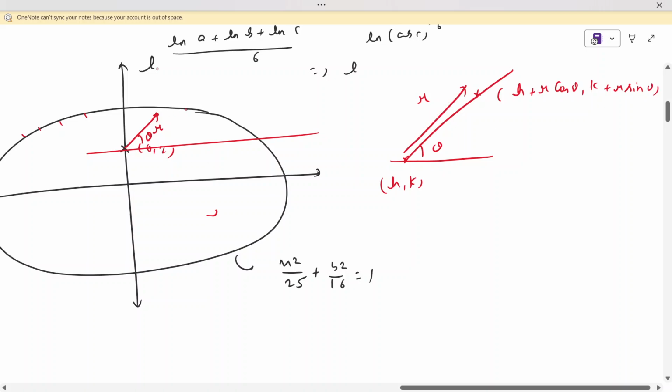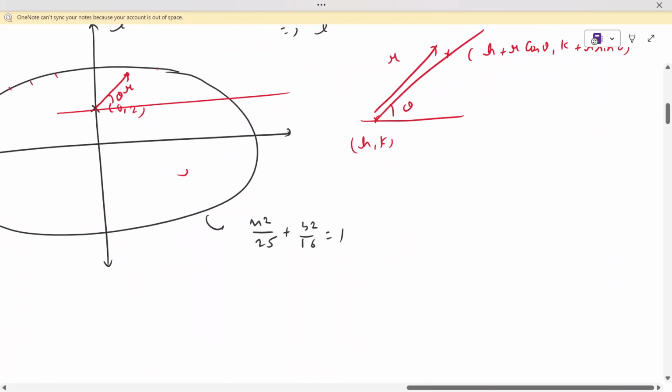Of course theta will change, r will change. So this particular point will be 0 plus r cos theta and 2 plus r sin theta.